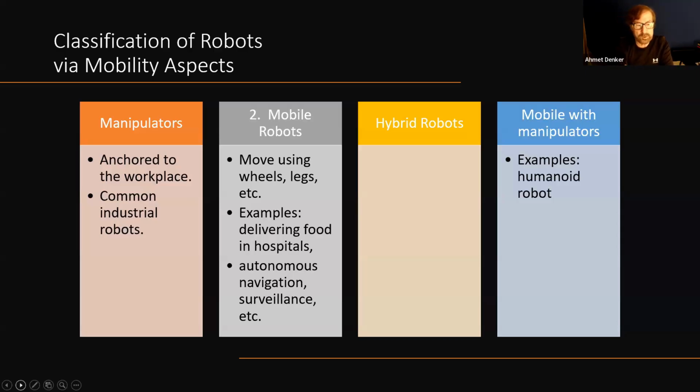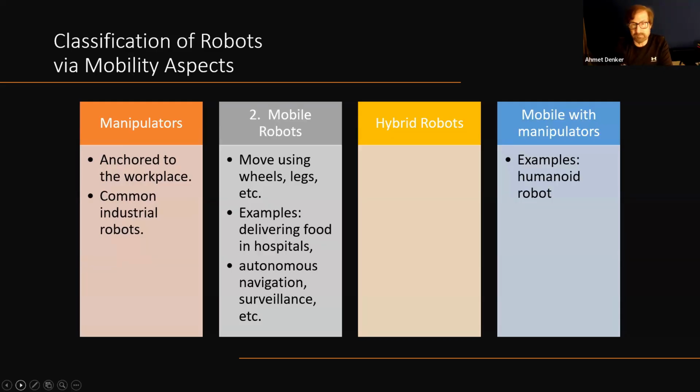Manipulators are robots which are anchored to the workplace. Many of the industrial robots are this type of robots, manipulators. In the video segment in the earlier hour, we saw the robots in industrial environments. These are manipulator types of robots because they are anchored. They do not move. They move, but their moves are restricted to a certain location.